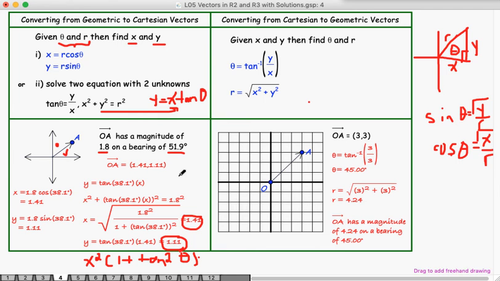So I would probably reject this method as being too much work. It's more direct just to use this here, which is why I highlighted that in blue. I think that's the easier way to do it.